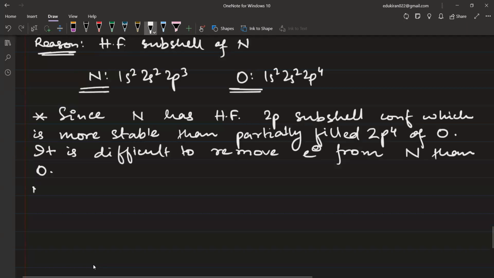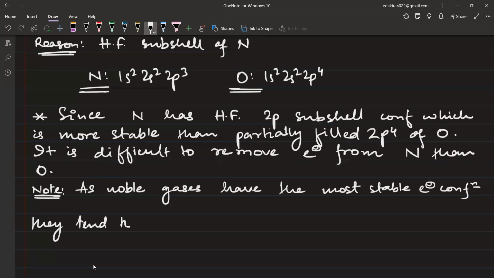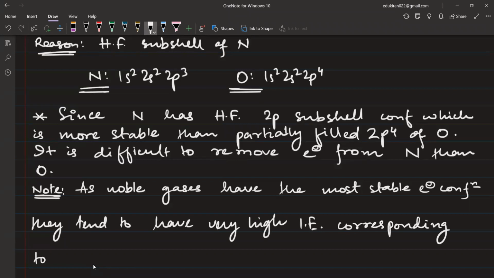At last, you'll write a note. As noble gases have the most stable electronic configuration, they tend to have very high ionization enthalpy corresponding to their period.